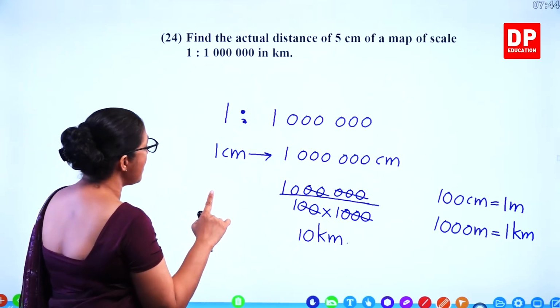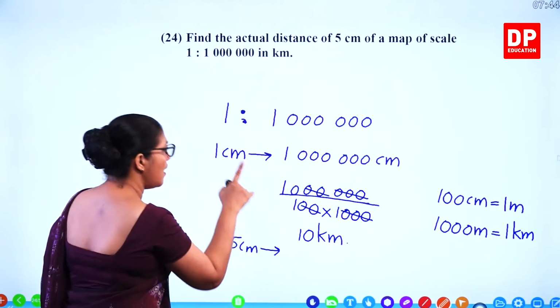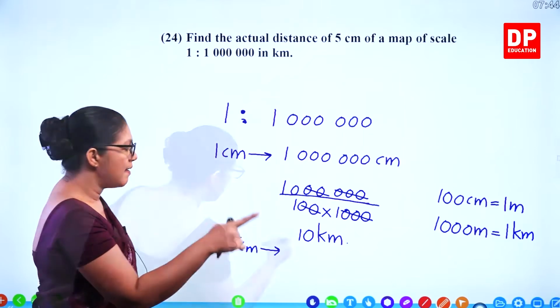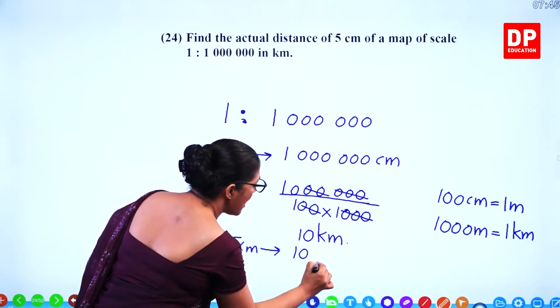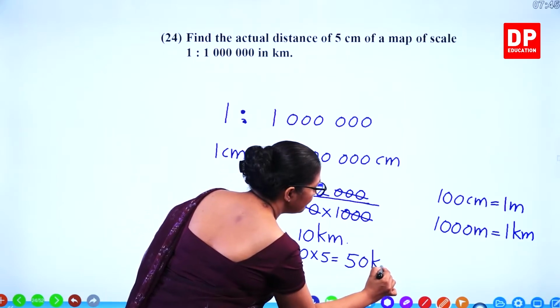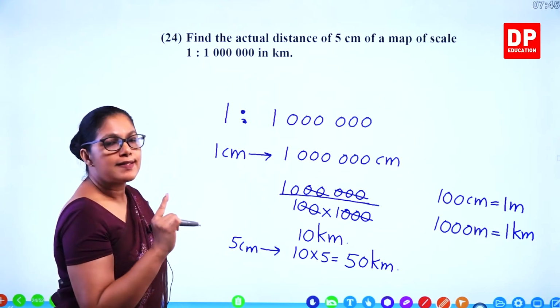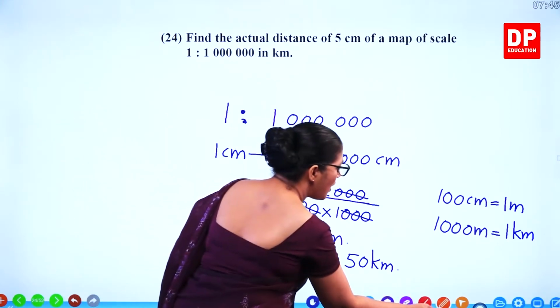Now they are asking, if this is 5 centimeters, how many kilometers is that? 1 centimeter is 10 kilometers, so 5 centimeters means 10 times 5, which is 50 kilometers. That is the actual distance for this scale. So 2 marks for that.